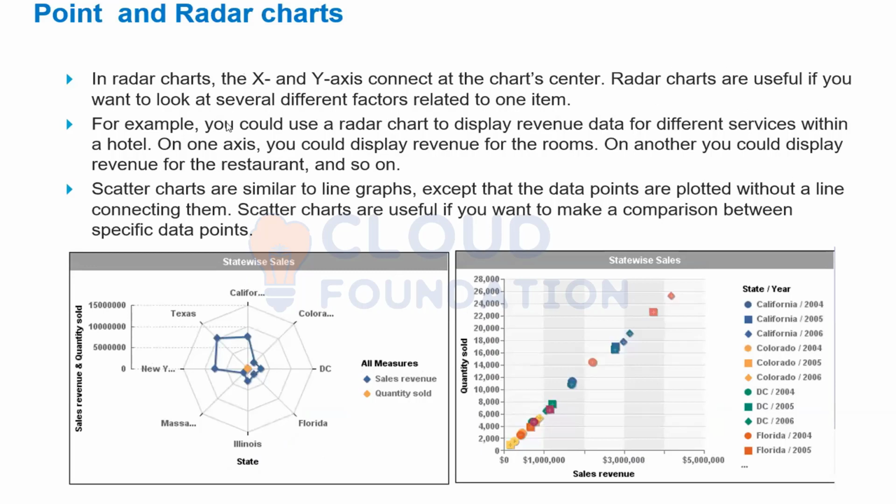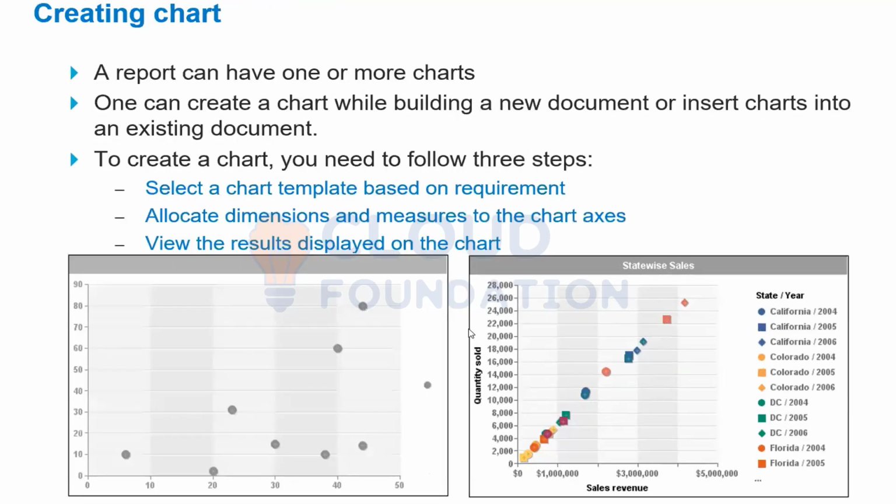Radar charts are useful if you want to look at several different factors related to one item. For example, we could use a radar chart to display revenue data for different services within a hotel. On one axis, we could display revenue for the rooms. On another, we could display revenue for the restaurant and so on. Scatter charts are similar to line graphs, except that the data points are plotted without a line connecting them. Scatter charts are useful if you want to make a comparison between specific data points.